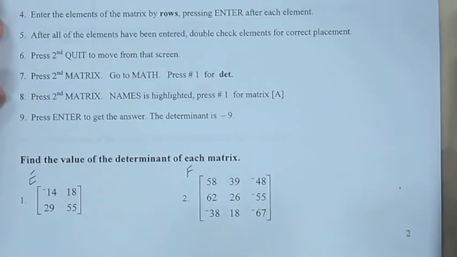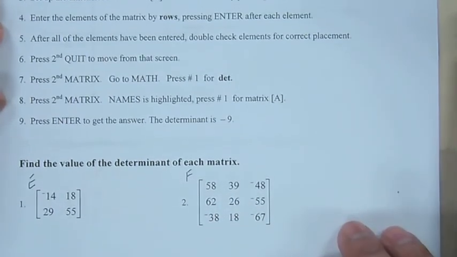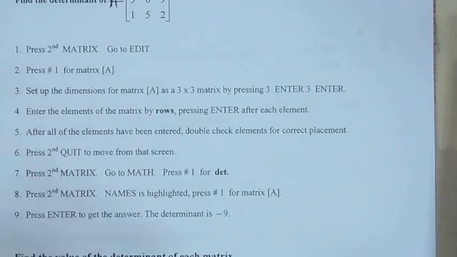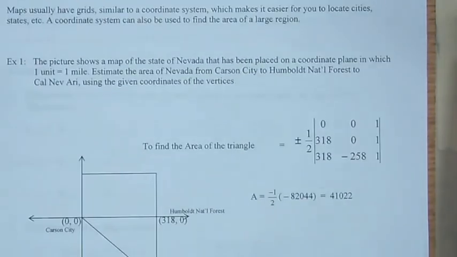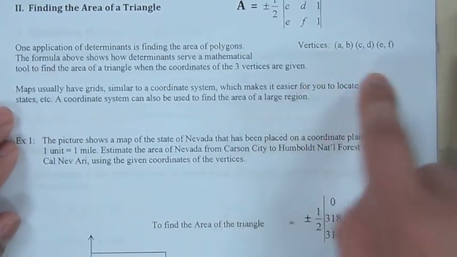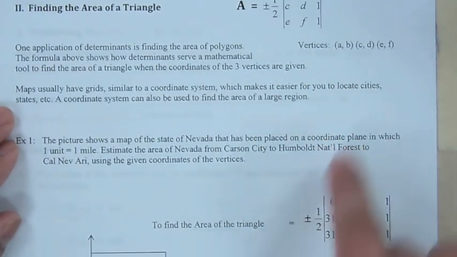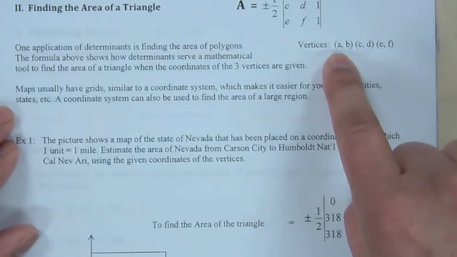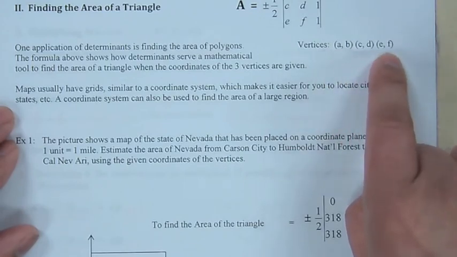It's really important to get these skills down of entering the stuff in, just because we need to know how to do it. All right, next one. To find the area of a triangle, we're given 3 coordinates. It's really kind of weird. We have points A, B, C, D, E, F.